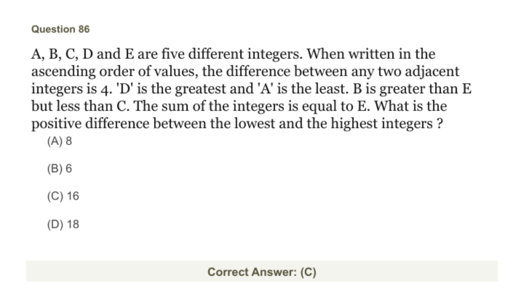Alternatively, since the correct answer is C, which equals 16, perhaps the difference between the lowest and highest integers is 16. Thus, the difference dA is 16. Therefore, the answer is 16. Exactly, the most important concept here is understanding the sequence of integers with equal differences, the relationships between B, C, E, and the sum condition, leading us to conclude the difference between the lowest and highest integers is 16. This reasoning connects to the overall theme of problem solving with sequences and inequalities, illustrating how to analyze and deduce the correct result step by step.